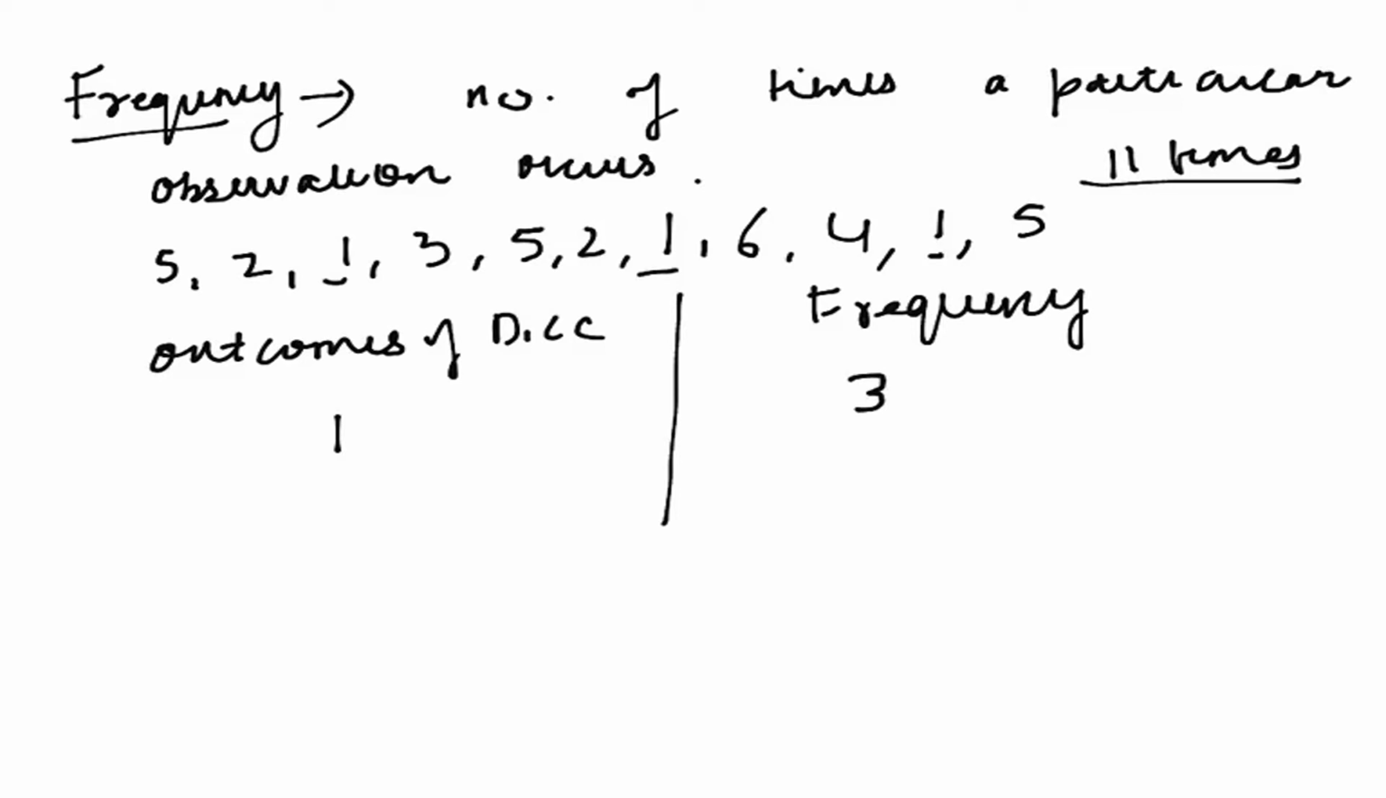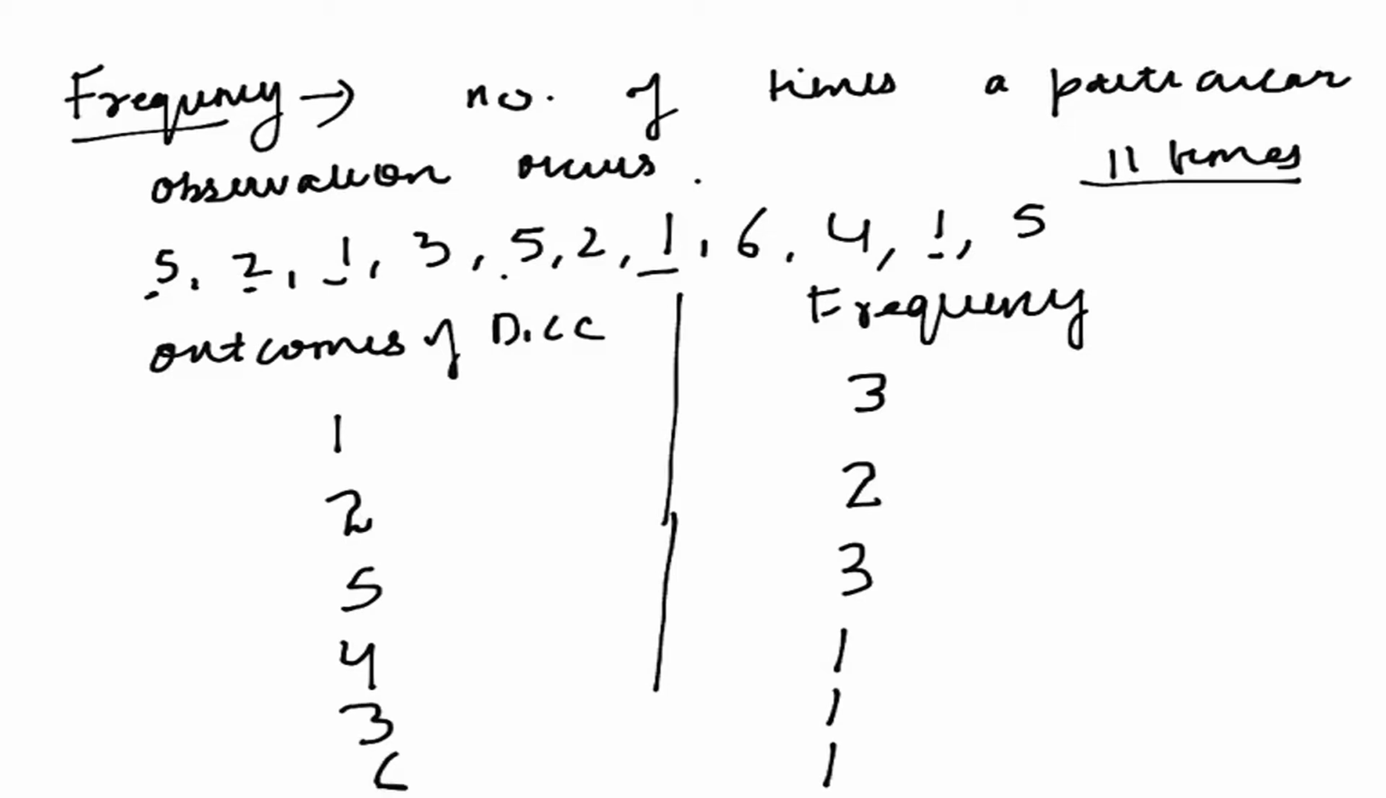Now we can collect 2. We get 2 two times in this. Now we can collect 5. 5 we have 1, 2, 3 times. We get dice number 5 three times. Then we have 4. 4 happens 1 time. Then we have 3. 3 happens only 1 time. 6 also 1 time. So in this way we organize this data in the tabular form, and here we calculate the frequency, how many times a particular number occurs, or how many times we get a particular number.